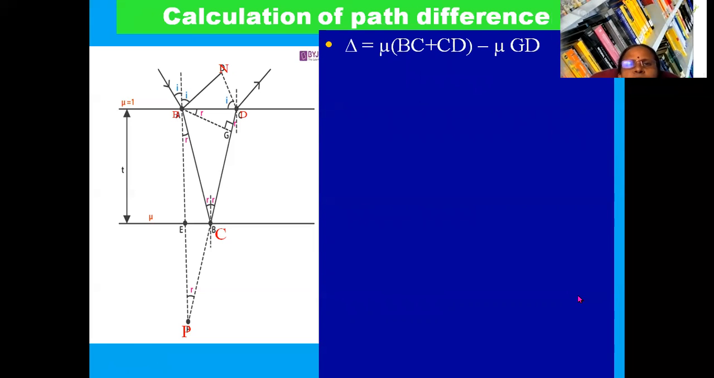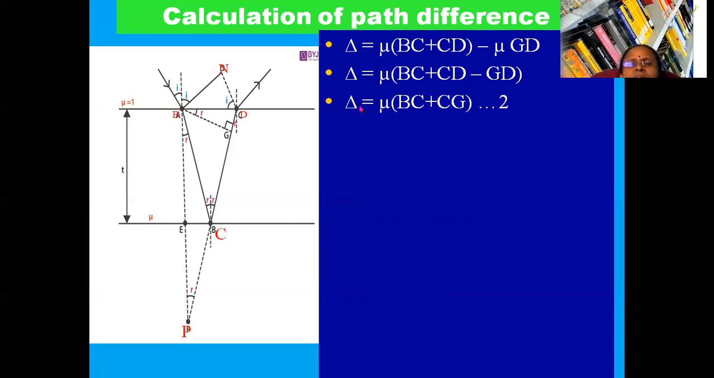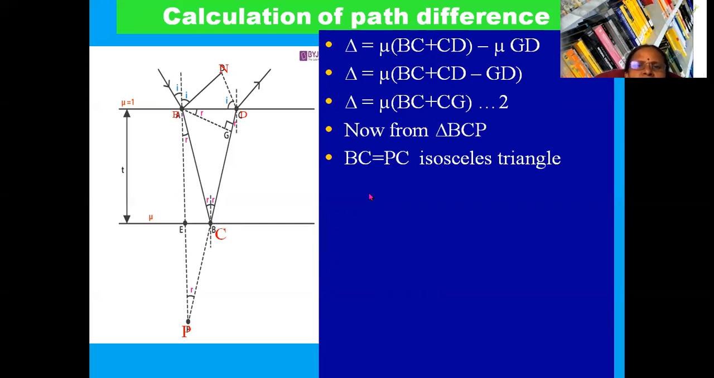Taking mu common, what do we get? BC plus CD minus GD. Now you may observe here this CD minus GD is nothing but CG, and therefore we can write delta is equal to mu into BC plus CG. Now consider the triangle BCP. This is an isosceles triangle, and therefore in this isosceles triangle these two sides are the same, and therefore we get BC is equal to PC.